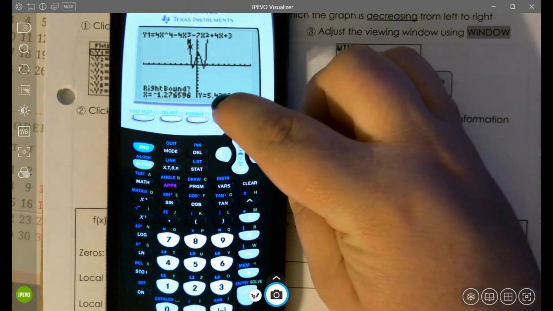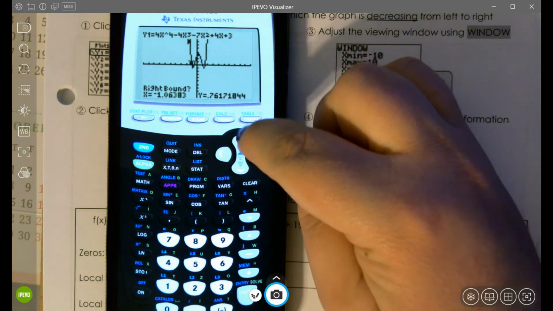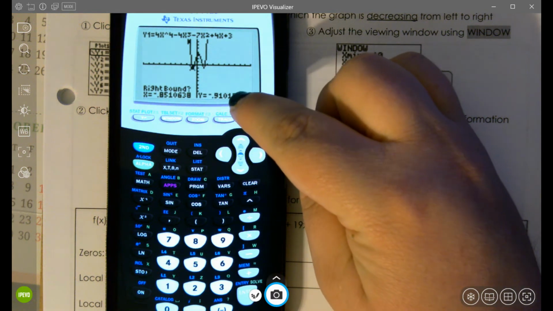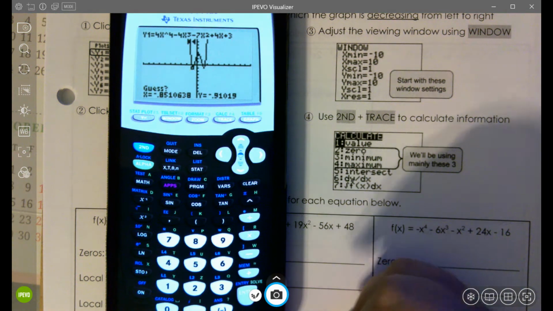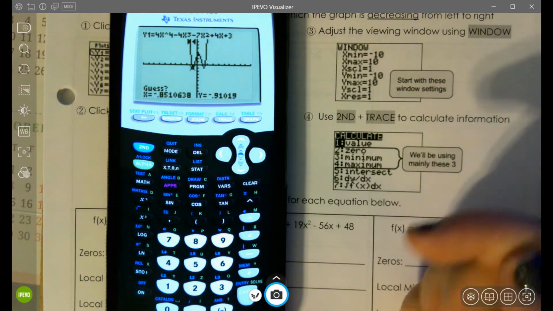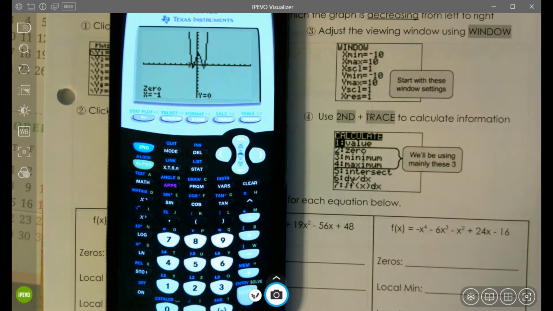And then what I'm going to do is pay attention to these y values. They're positive right now, and I'm going to wait until they go negative. Perfect. It's negative 0.9. So then I'm going to hit enter. It's going to say guess. Just ignore it and hit enter again. So I have a 0 at negative 1.